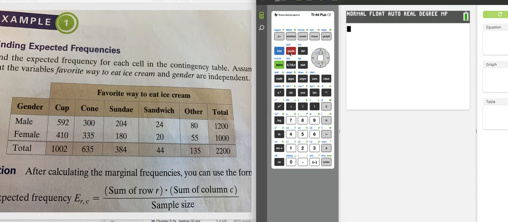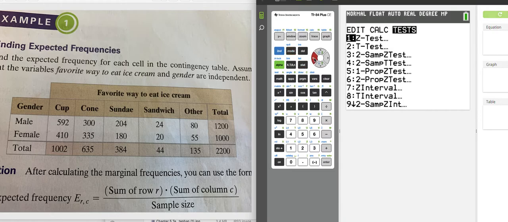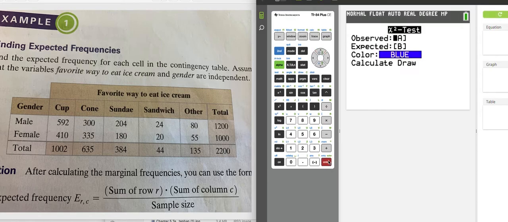Okay, so we already have our critical value, 13.277, correct? Wait, hold on. We found our critical value. Now to get our test statistic. So now we're going to go to stat, tests. And this time we're going to use just the chi-squared test. This is the independence of variables. We have our observed in A, our expected in B. B can have decimals, A cannot.